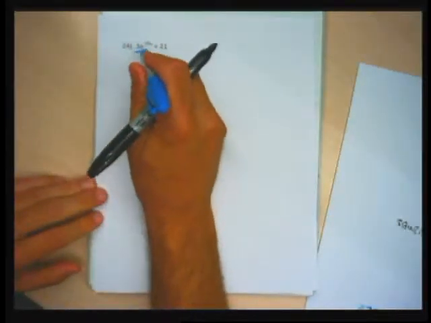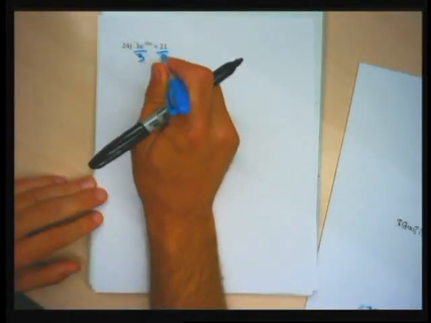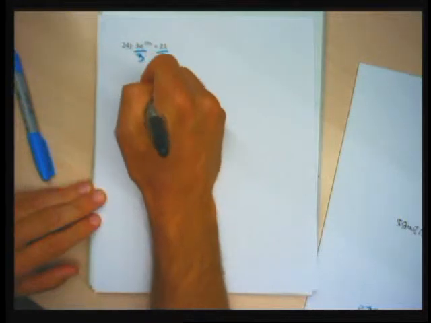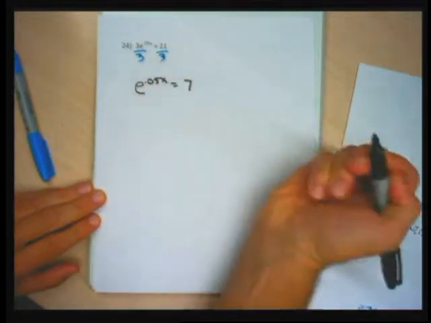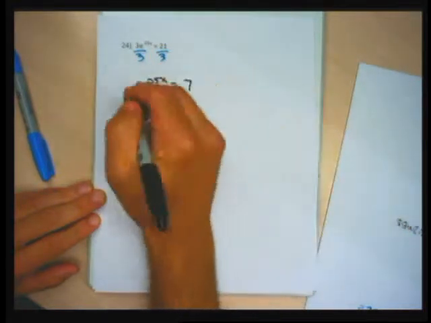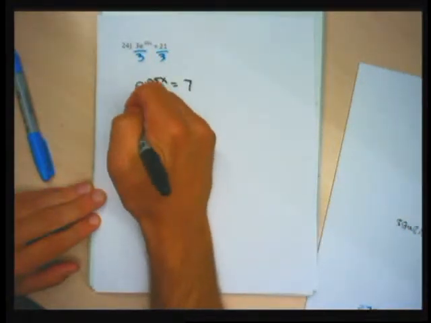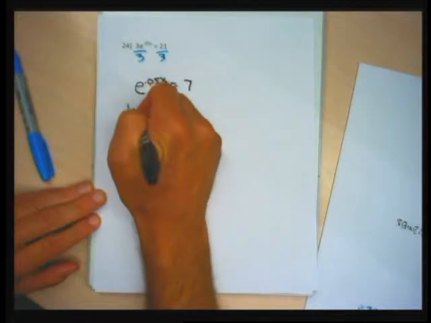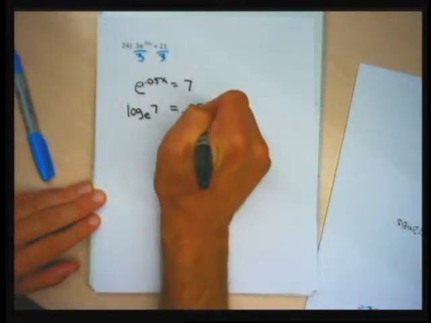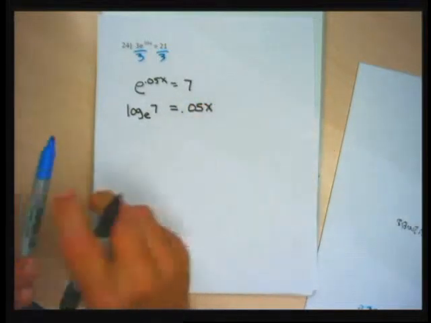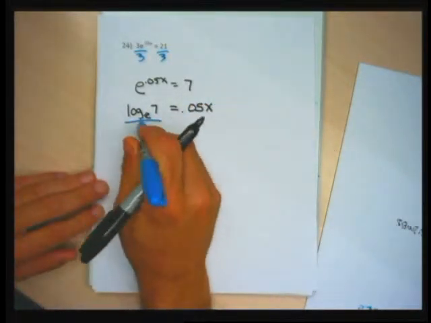I wanted to hammer these down a little bit because the only word problems that we do in this section require this strategy. So divide by 3, divide by 3. I get e to the 0.05x equals 7. Write it in its logarithmic form. All the problems between 1 and 24 can be solved by writing them in logarithmic form. So this gives me the log base e of 7 equals 0.05x.